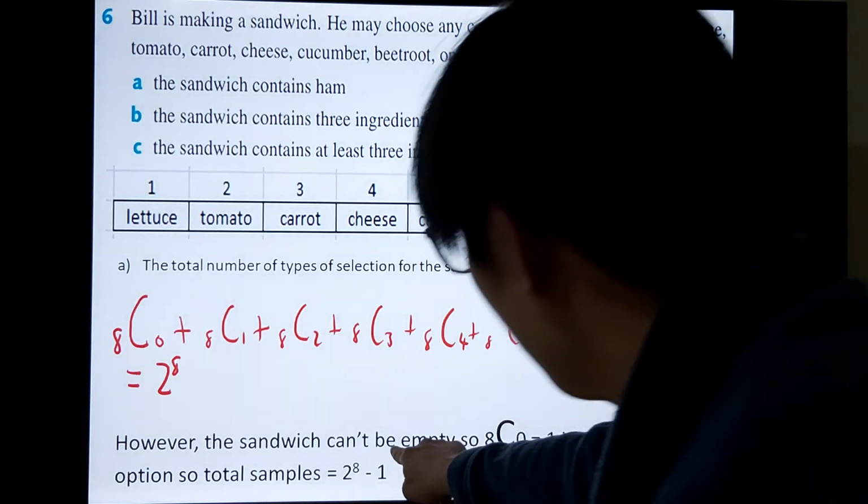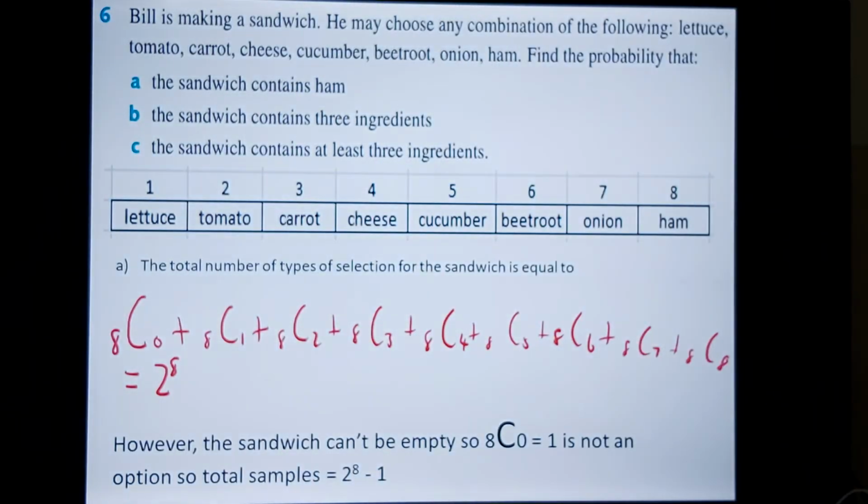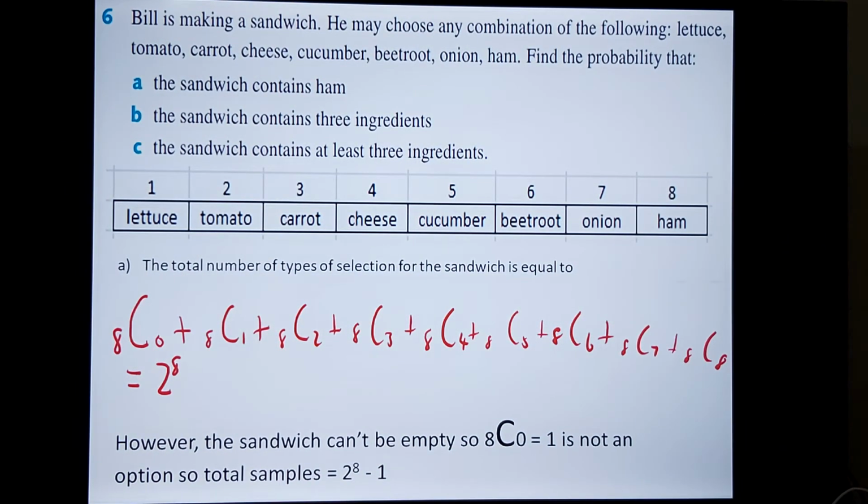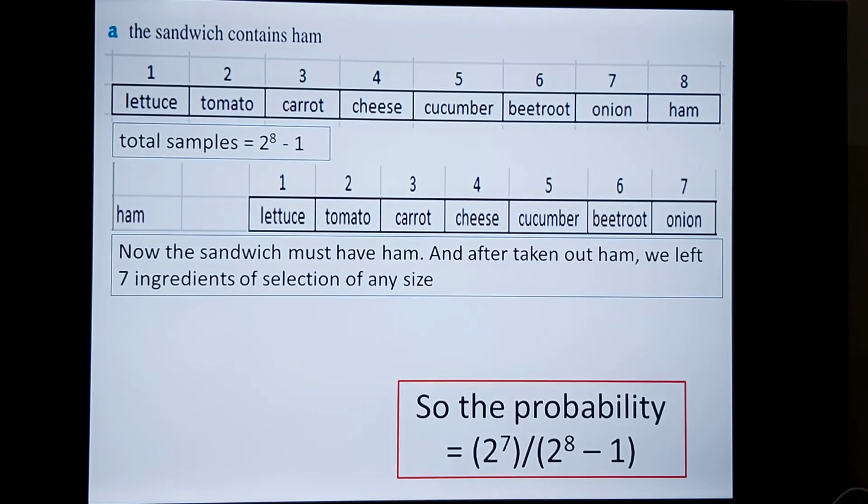So this is the total number of types of selections. So this will be your denominator. So next, now, the probability that the sandwich contains ham.